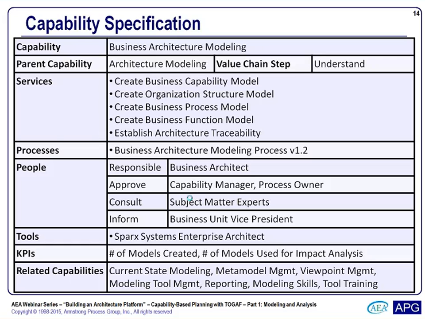And then, of course, all capabilities are related. They never stand alone by themselves. So one capability needs the services of another capability to operate. So here we've got other capabilities like current state modeling and metamodel management and tool training and stuff like that to make it actually work.